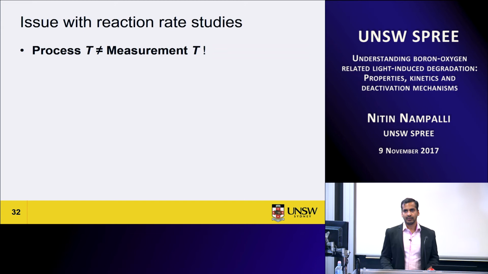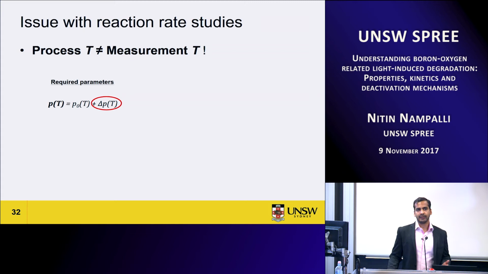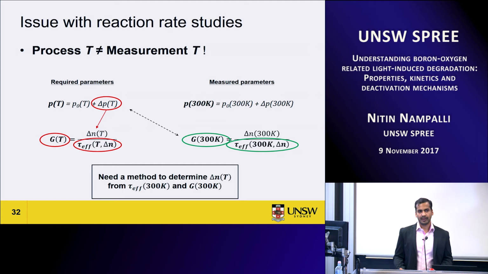why there are these questions in the first place and why it hasn't been resolved yet, a key issue with these reaction rate studies is that the temperature at which you do your process, let's say dark annealing, is not the temperature at which you measure your lifetime, which is usually done at room temperature. Say we wanted to find out the hole concentration at a particular temperature. You'd need to know delta N or delta P, which is related to the generation rate and effective lifetime at that temperature. But what we're actually measuring is all of these parameters at room temperature. So you need some method to translate from room temperature into your process temperature. And this hasn't really been done so far.